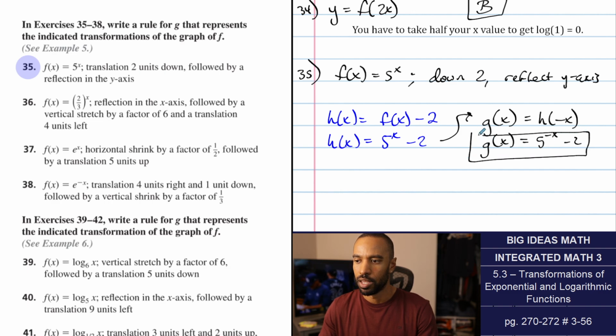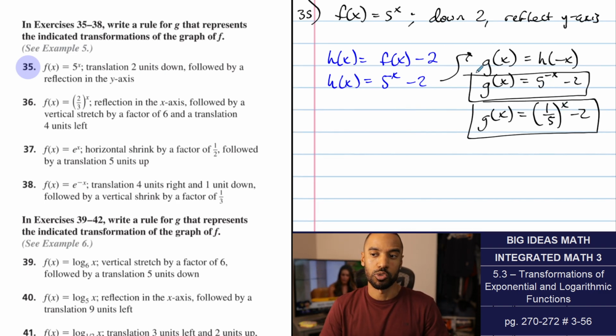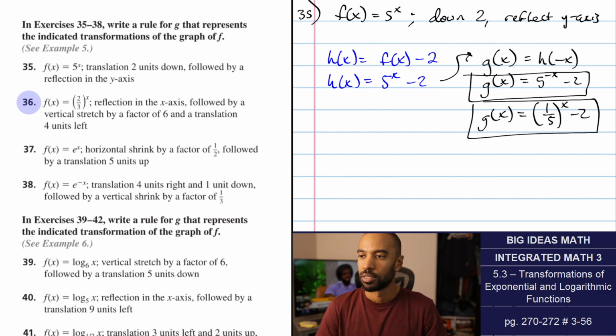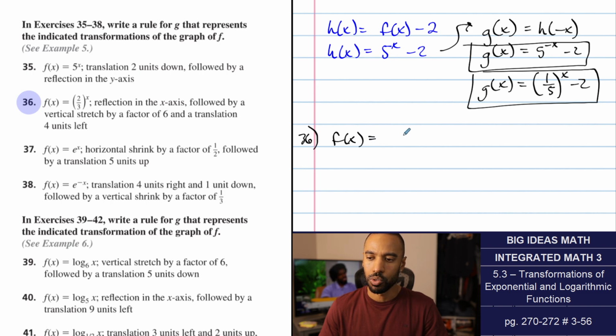Here's an answer. Another answer, which I'm totally good with, is 1/5 to the positive x power minus 2. That one also works like that. Negative exponents reflect across the y-axis, but it also means instead of growth, we have decay for our graph. All right, number 36, f of x equals 2/3 to the x power.